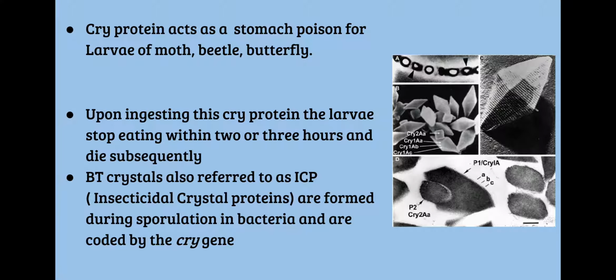Bt crystals are actually proteins. The proteins are in the form of crystals, which are referred to as ICP, insecticidal crystal proteins. So they are a type of proteins. As you can see in this diagram, some kind of crystal structures are visible. They are formed during the sporulation in bacteria in stationary phase and are coded by the cry gene. So the cry gene is the gene responsible for the coding of this Cry protein.